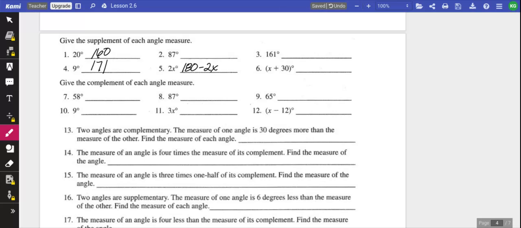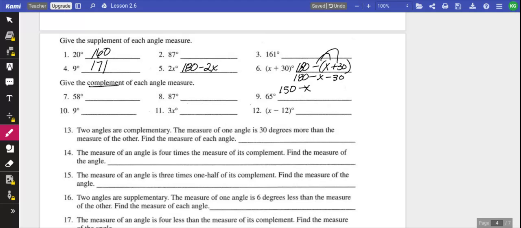And for number 6, it would be 180 minus (x plus 30), which we'd simplify into 180 minus x minus 30, and further simplify into 150 minus x.